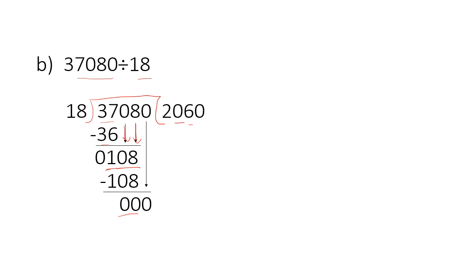Now, 0 is left. That also we have to take down. Now, the 0 is not divisible. So we have to put one more 0 in the quotient. So our answer, after dividing 37,080 by 18, the quotient we get is 2,060.